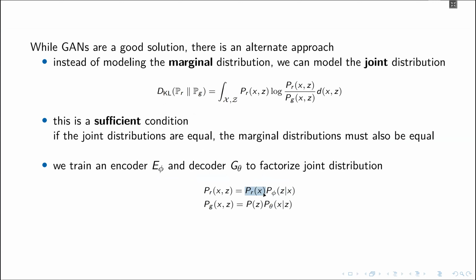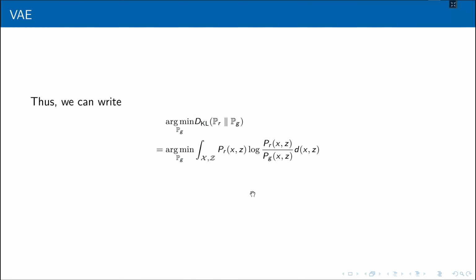And we need an encoder to approximate the posterior distribution. And the prior distribution can be arbitrary. And given any z, we can sample from the z's, and we get the generator. We can factorize in this way.